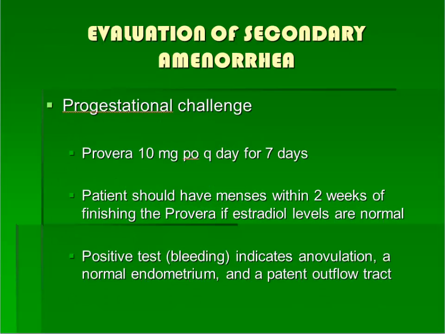If a patient is anovulatory, her ovaries are usually making plenty of estrogen. But since an egg is not released, a corpus luteum never forms, so progesterone is not made. This can lead to amenorrhea.